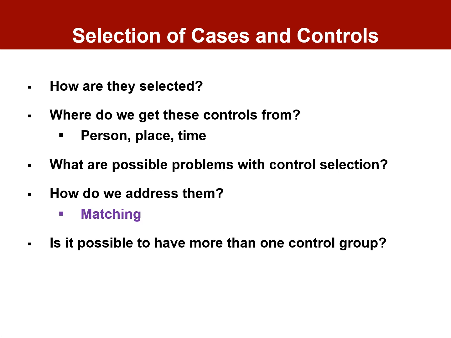When we talk about cases and controls, some of the questions you also need to take into consideration is how you select your cases and your controls. Where do you get these controls from, right? Again, you have to think about this in terms of person, place, and time, right? What are possible problems with control selection? Think about all of these factors. How do we address them, right?